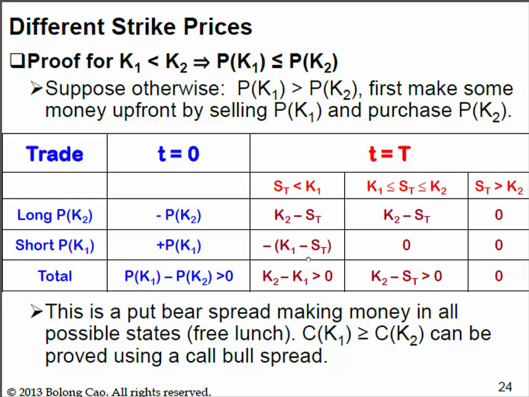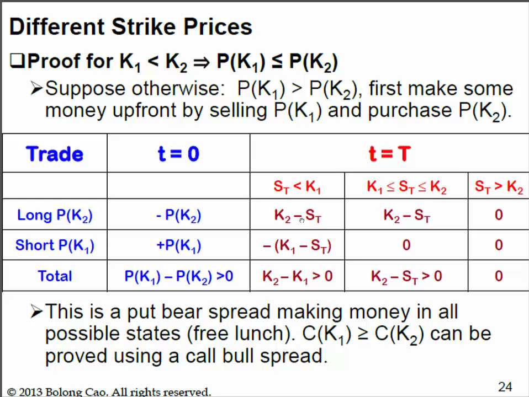That's okay. But since we are shorting it, it's in the money, we have the obligation to pay that payoff. So it's a liability. So it's the negative of K1 minus the underlying stock price. Now we can sum them up. What we have is K2 minus K1.